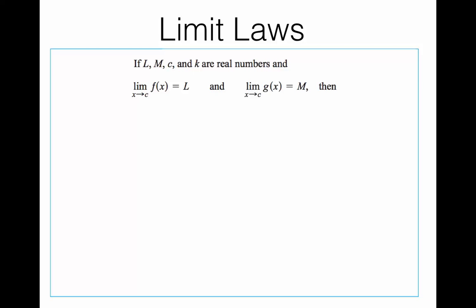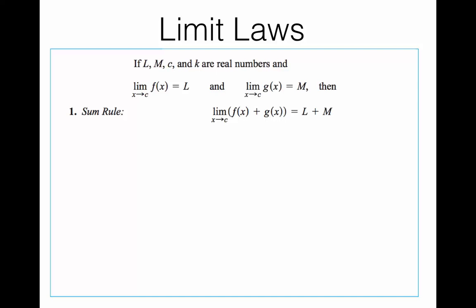So recall what this means. This means that as x gets closer and closer to c, the values of the function f get closer and closer to the number L, and the values of the function g are getting closer and closer to M. Then the first limit law is called the sum rule, and this says if you take the limit of f of x plus g of x as x approaches c, then the answer will be L plus M. So in other words, the limit of a sum of functions equals the sum of the limits.